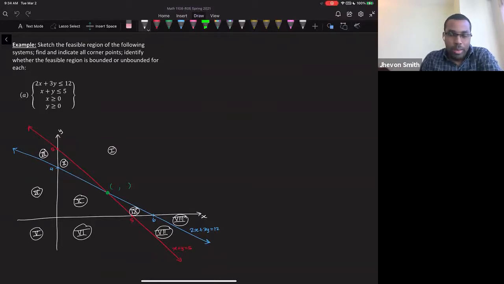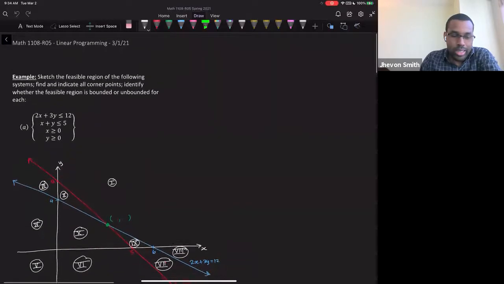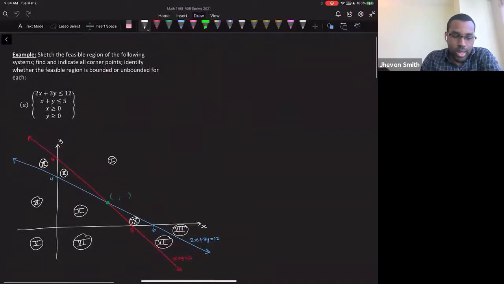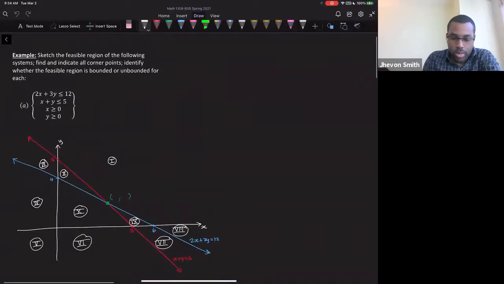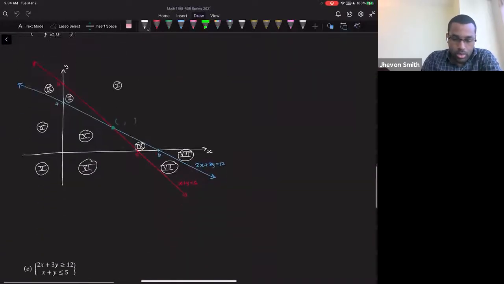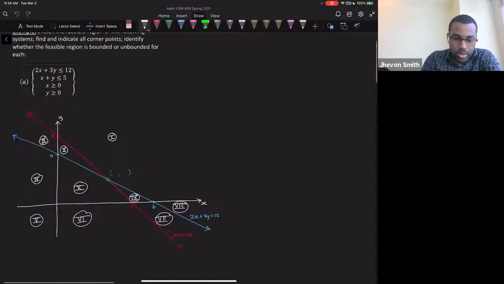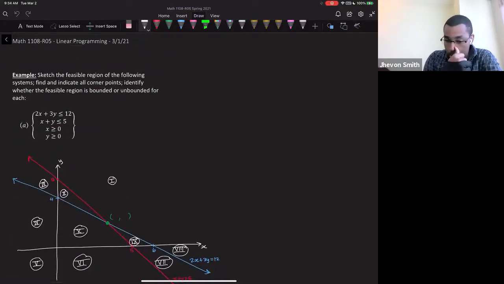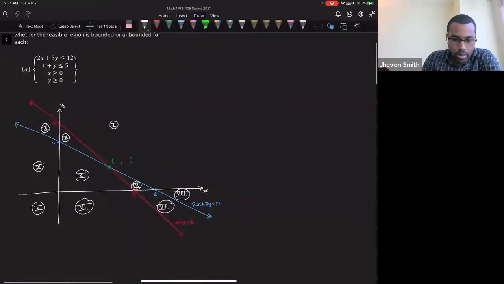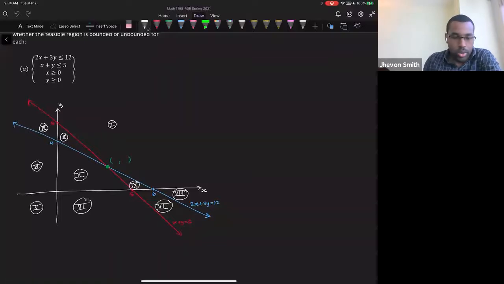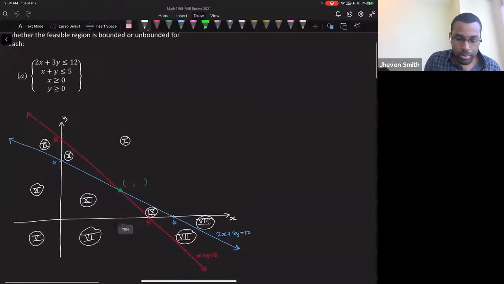So last time, I put you guys in a couple groups and you had to figure out these things. Sketch the feasible region, find and indicate all corner points, and state whether the feasible region is bounded or unbounded. We had 5 examples. I think you went through at least the first 2, but let's go through these together. This is what the picture would look like.